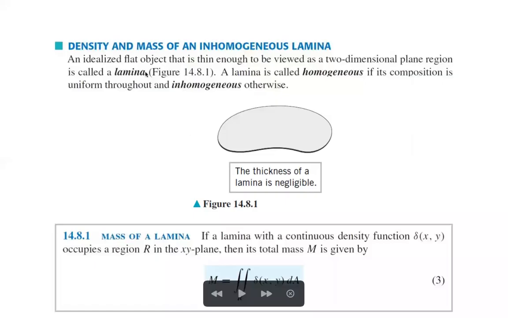Density and mass of an inhomogeneous lamina. An idealized flat object that is thin enough to be viewed as a two-dimensional plane region is called a lamina. A lamina is called homogeneous if its composition is uniform throughout and inhomogeneous otherwise.